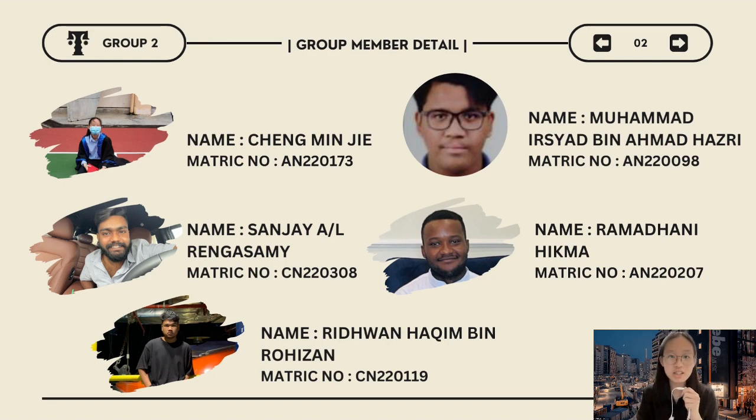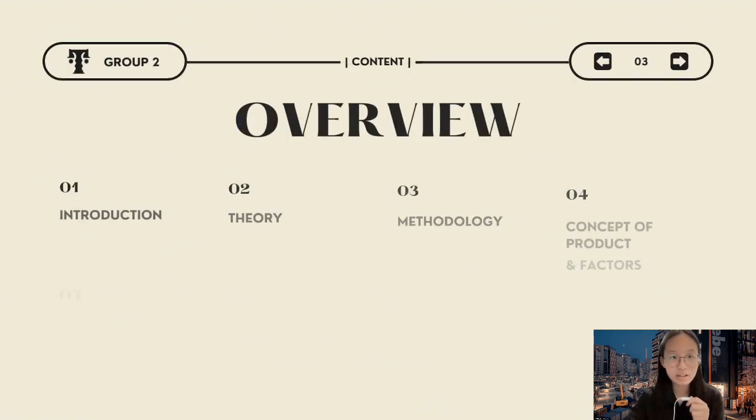First is me, Cheng Minjie, and the second one is Muhammad Ishad bin Ahmad Hazri. The third one is Sanjay Ana Lelaki Rengesami. And the fourth one is Ramadan Hikmah. And the last one is Ridwan Hakim bin Rohizan.